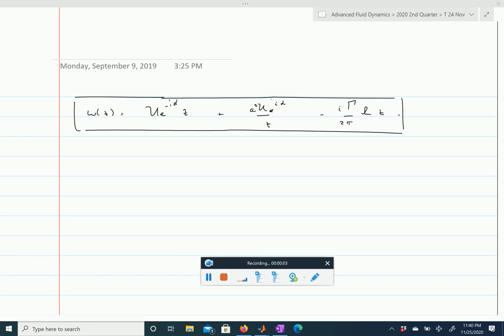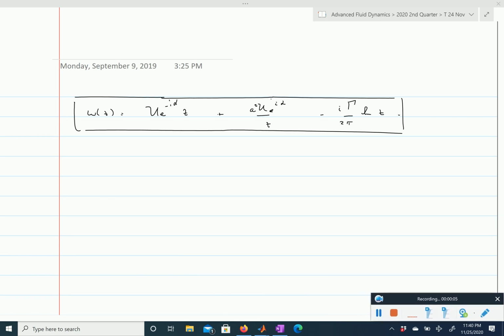Okay, so how can we find where the stagnation points are using complex numbers? Let's say we ask the same question as what we did for the real potential. Where are the stagnation points at the surface of the cylinder? For this, we need to compute the velocity field at the surface of the cylinder. And that is easy to do.